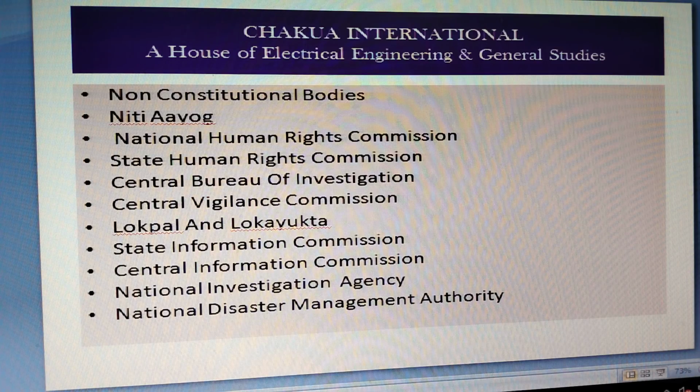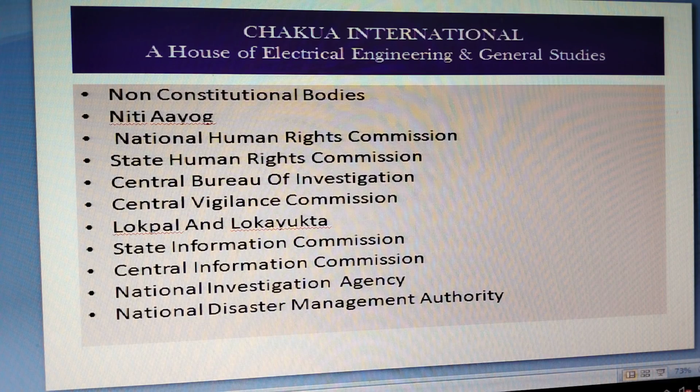The National Investigation Agency is the agency to investigate terrorist activity. The National Disaster Management Authority is formed to tackle disasters like flood, cyclone, tsunami and so on. Lokpal and Lokayukta: Lokpal at the Government of India level and Lokayukta at the state government level. The Central Bureau of Investigation investigates the criminal activity of employees of the Government of India.